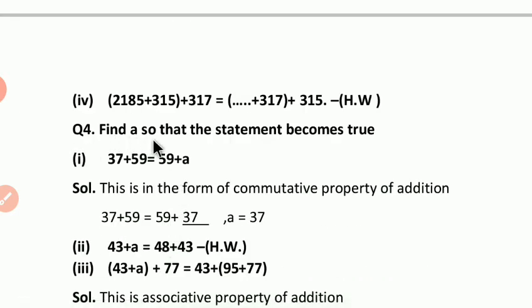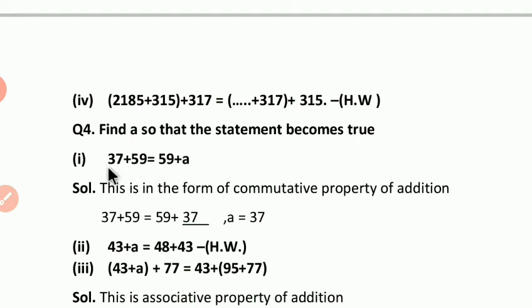Then question number 4, find a so that the statement becomes true. Here also we have to find the value of the given a. 37 plus 59 is equal to 59 plus a. Here you can see that it is given in the form of a plus b, and here it is written b plus a. So what will be the value of a? 37. So this is the form of the commutative property of addition, where a plus b is equal to b plus a. Here 59 is given on both sides, only 37 is missing. It means in place of a, 37 will come.